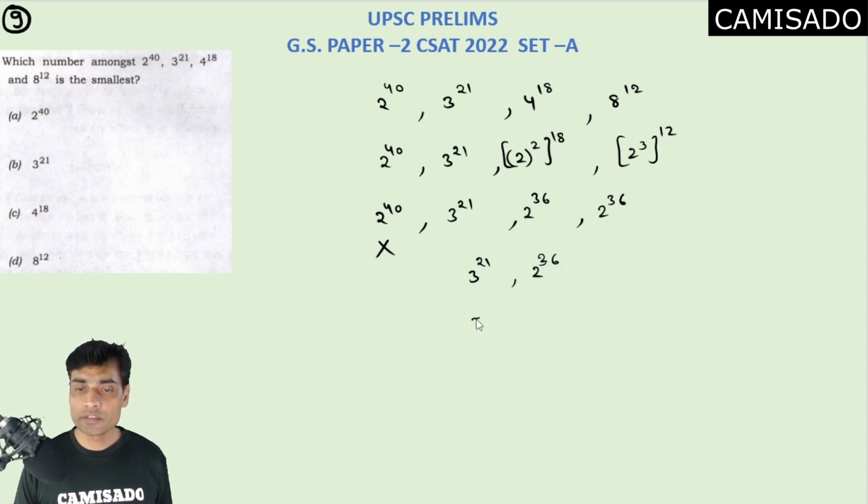Now again, 3 raised to power 21 and 2 raised to power 36 can be written as 4 raised to power 18. Now easily we can say 3 raised to power 21 is smaller than 4 raised to power 18, therefore it is the correct answer. So B is the right option here.